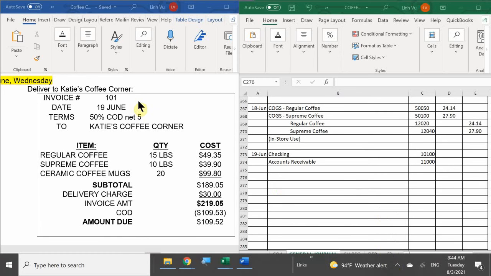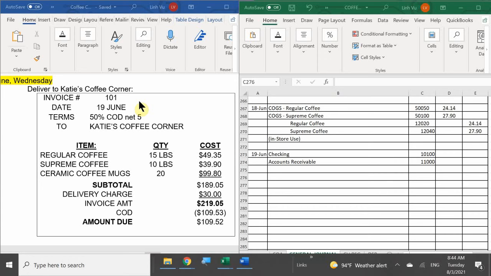So here, Albert, who's our sales representative, is finally delivering to Katie's Coffee Corner. Here's the invoice. How do I journalize this? Okay, so we've recognized that there's checking and that it's accounts receivable. What else do I need to recognize?